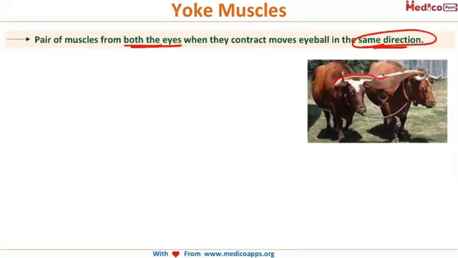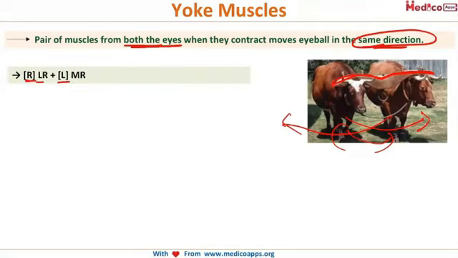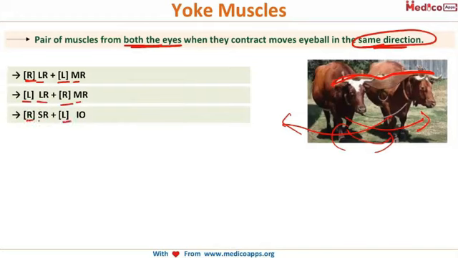So this wooden piece that is connecting these animals is known as a yoke. It helps in moving the animals in the same direction. Similarly, the yoke muscles function. So right lateral and left medial, just you have to make it opposite. Similarly, left lateral and right medial. Now, right and left superior rectus, however, become inferior oblique. And left inferior rectus and right superior oblique. All of these are yoke muscles.